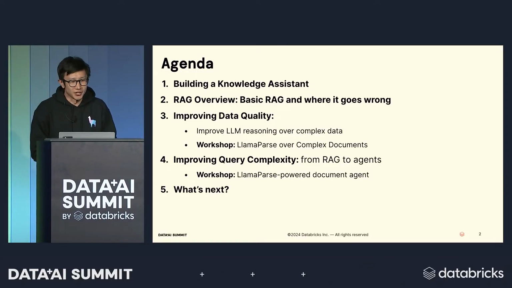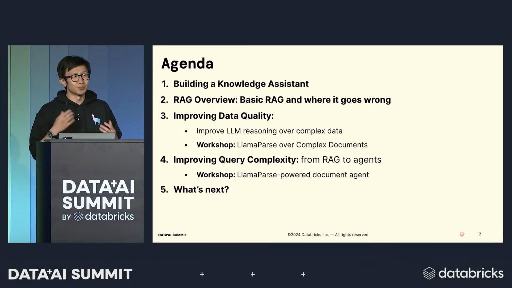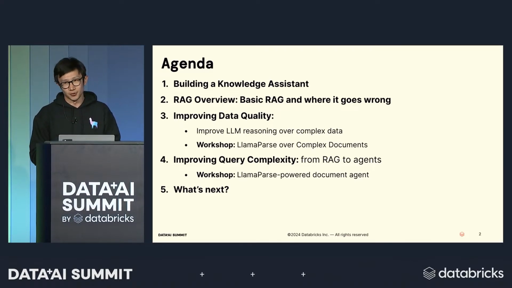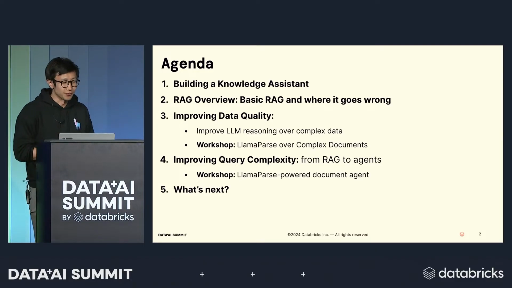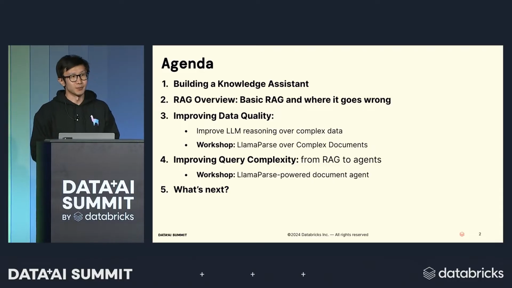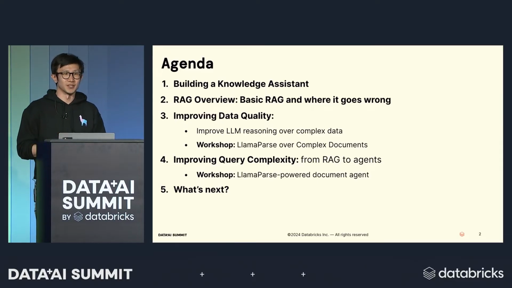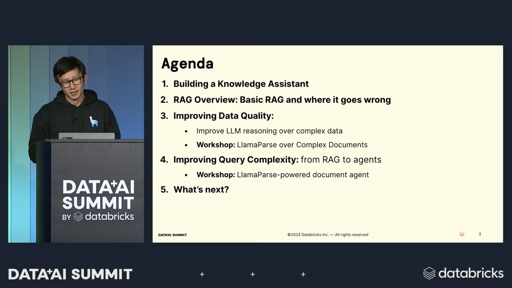So the overall agenda today is that we're going to go through a few components. First is we'll talk about this overall idea of building a knowledge assistant. Second is giving an overview of RAG, right? Many of you are probably already familiar with the basics, but we'll talk about the basic pipeline and then talk about where it goes wrong. And then we'll talk about 2 main categories to actually improve your RAG pipeline. The first category is improving data quality. So basically, figuring out how to make the proper data decisions, parsing, chunking, indexing, to actually try to improve your data. What does complex data even mean? We'll try to define that.